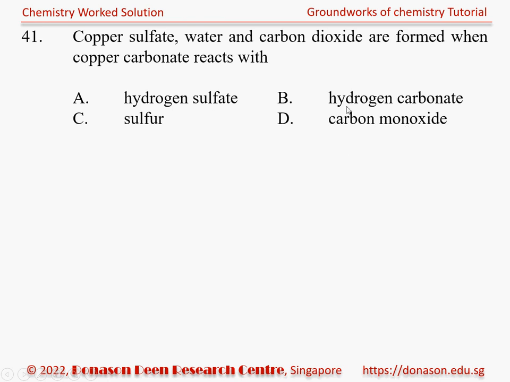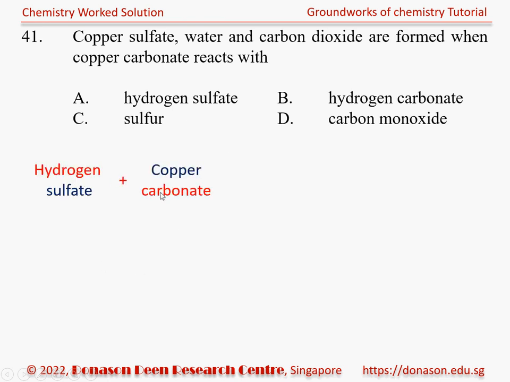So only option A and B start with the word hydrogen. So it's either A or B. So C and D are definitely not the correct answer. But for us to get copper sulfate, the acid should be able to produce the anion called sulfate. Hydrogen carbonate doesn't have sulfate, right? So it would produce copper carbonate. So of course you can't be using copper carbonate to create copper carbonate again. So the obvious option is option A, hydrogen sulfate.